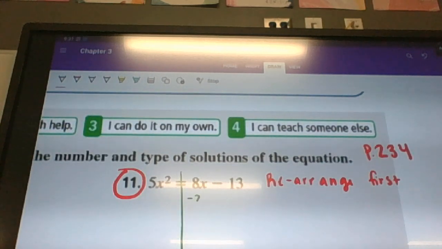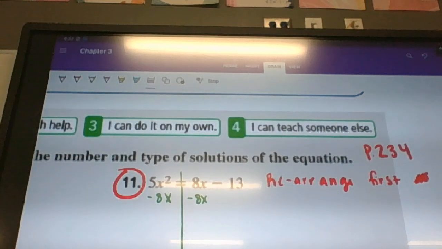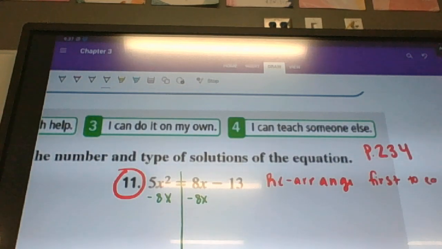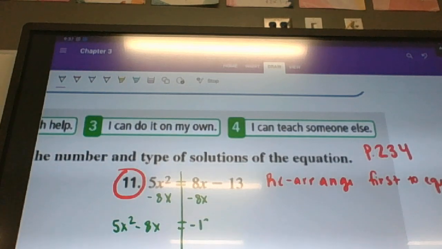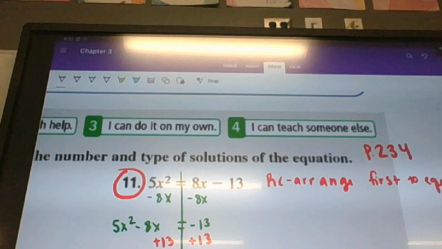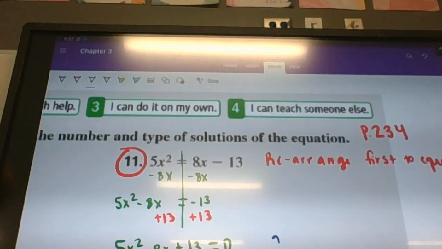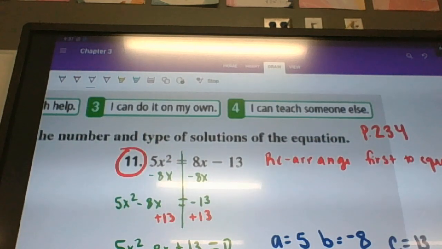So I'm going to minus the 8x over, I want this to equal 0. So that's 5x squared minus 8x equals -13. And then I'll add 13 over, and this is 5x squared minus 8x plus 13 equals 0. And now I can list A, B, and C. A is 5, B is -8, and C is 13.